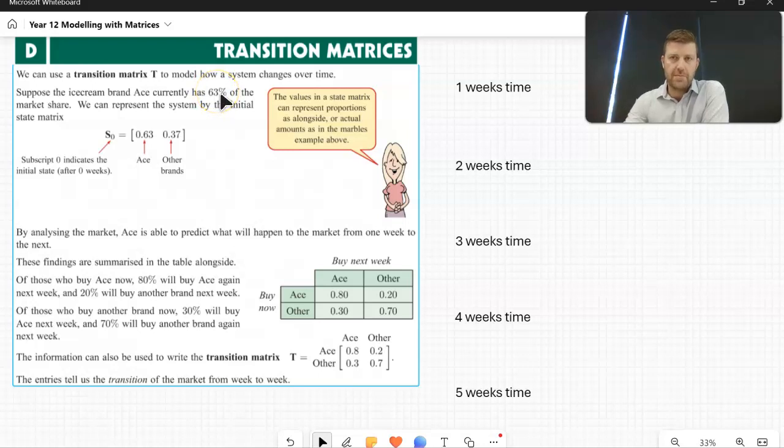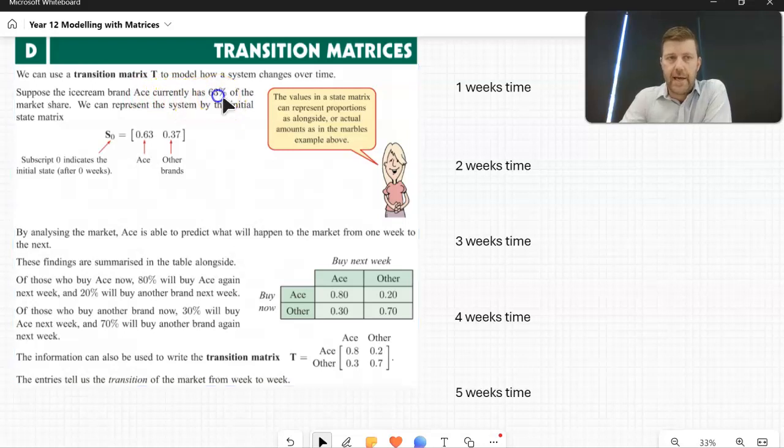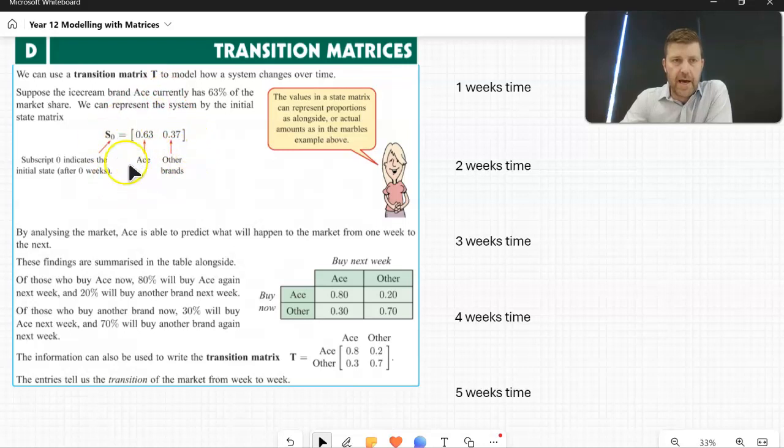And then we could also look at how an advertising campaign, for example, may change those habits over time and therefore change the transition matrices as well. But that's something we'll look at in a separate video. Today was more of an introduction to the idea of transition matrices. The example that I'm going to go through here, before I go through a more detailed example, the second half of this video involves an ice cream brand called Ace. And they currently have 63% of the market.